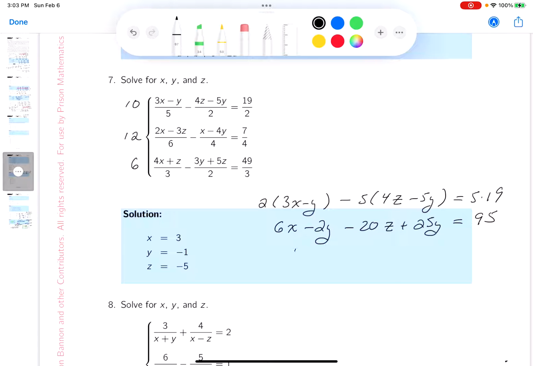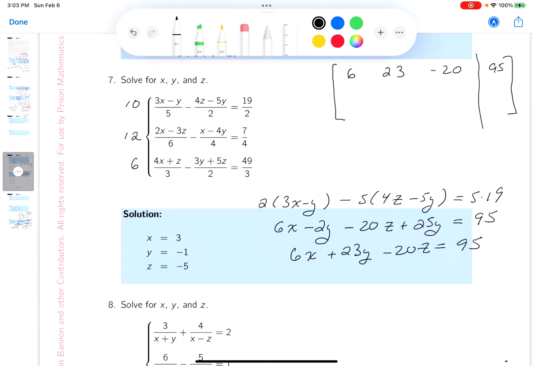And what do you get over here? 6x plus 23y minus 20z equals 95. All right, now when I write this down, I'm going to actually write the augmented matrix down, though. And I get 6, 23, minus 20, a vertical bar indicating equality, and 95. All right. I'm going to erase this business over here. I think I did okay.